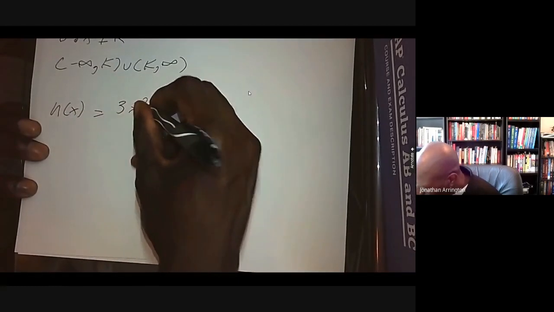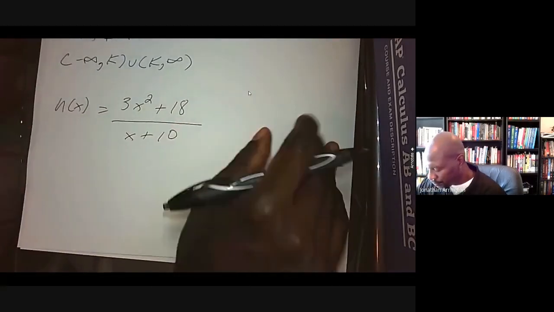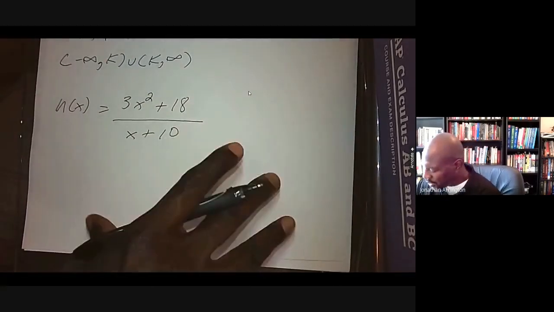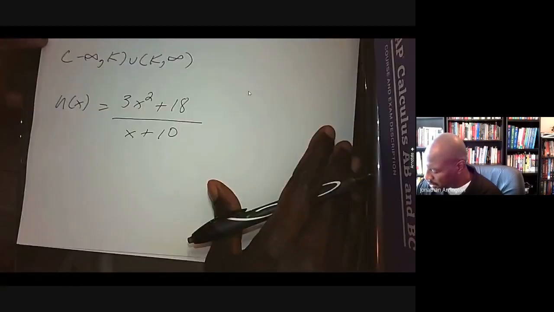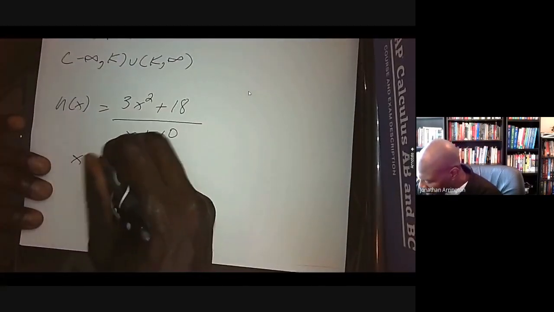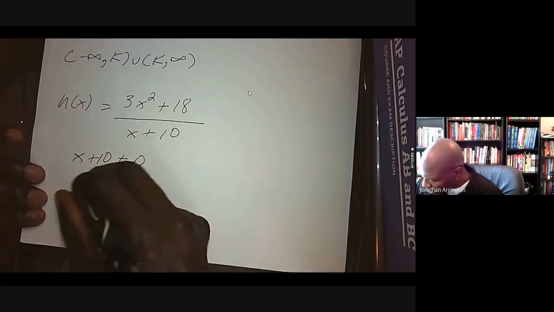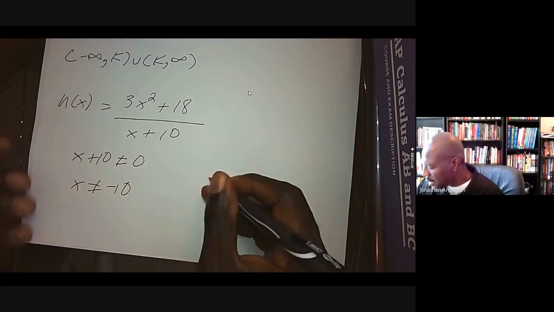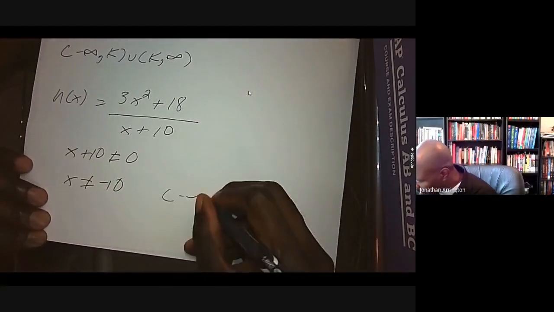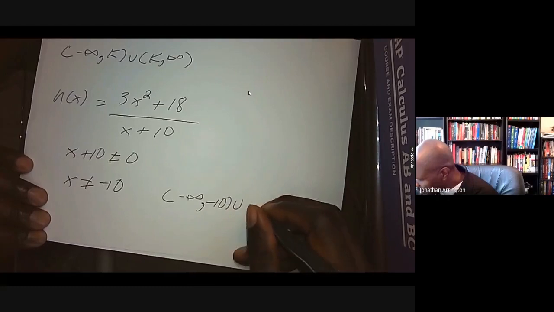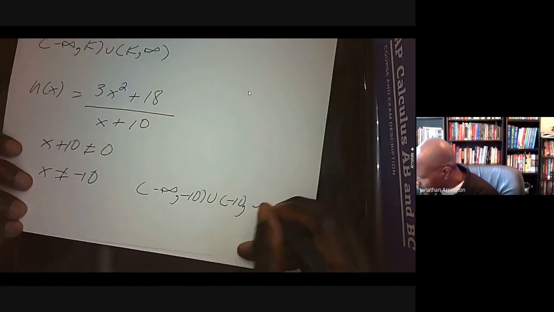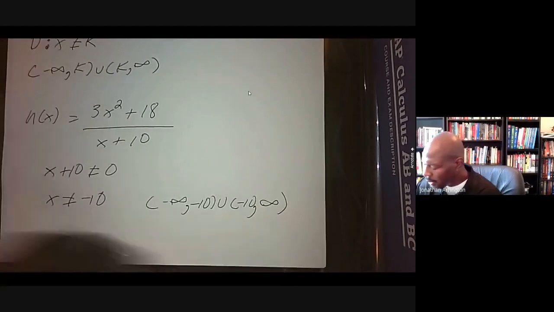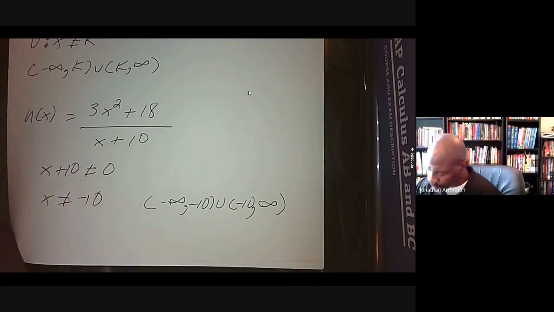I'll do another quick example. So let's say h of x is 3x squared plus 18 over x plus 10. Again, when you find the domain of a function, you're going to concentrate on its denominator because your denominator cannot be 0. And so you would say x plus 10 cannot be 0, which means x cannot be negative 10, which means in interval notation, we're going negative infinity to negative 10, union negative 10 to infinity. All right, so that's how those problems work.